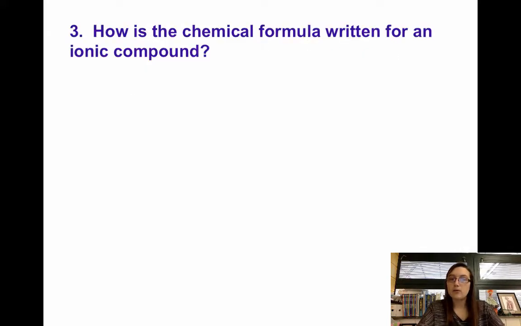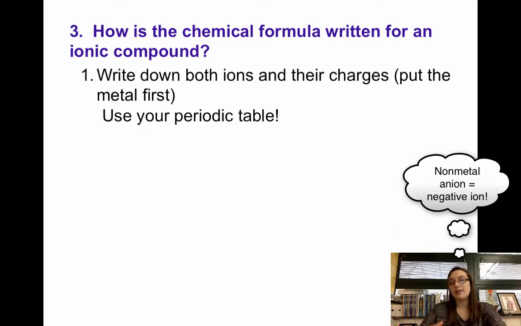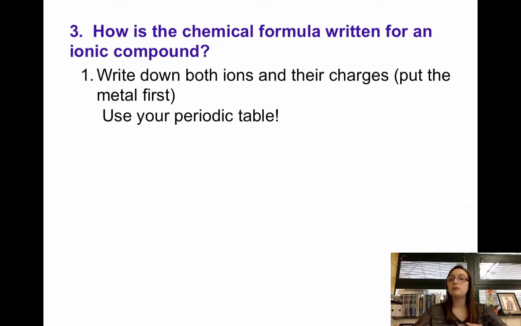So when we look at writing chemical formulas for ionic compounds, there are some steps that we want to go through. The first thing we want to do is write down both the ions and their charges and put the metal first. So we're going to write down the metal cation with its charge and the nonmetal anion with its charge. And use your periodic table to help you, because remember, on the periodic table we labeled group 1 is +1, group 2 is +2, we skipped the transition metals, boron's family is +3, and so on. And then carbon's family is + or -4, and then nitrogen's family is -3, and then we go to oxygen's family, which is -2, halogens are -1, noble gases are 0.